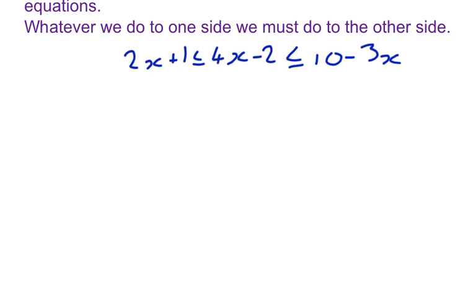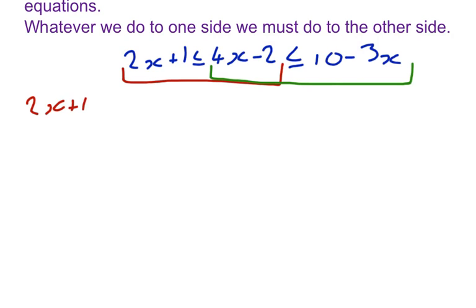We're going to split this into this inequality here, and we're going to split it into this inequality here. And then we're going to put them back together at the end. So first of all, we're going to look at 2x plus 1 is less than or equal to 4x minus 2. We want to get the x in the middle.